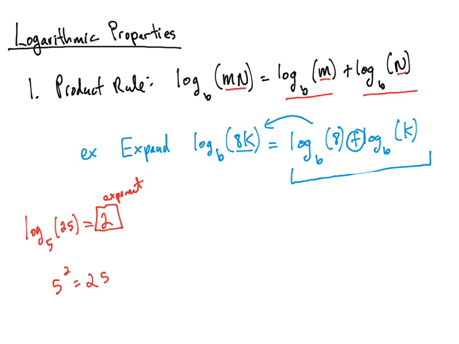So if we go back to the product rule, each of these log expressions is equal to an exponent. And if we think back to how the exponent rules work, if I have x to the 5th times x to the 3rd, what we do is we add the exponents. So we end up with x to the 8th. So when we're multiplying here, what we do is we add the two exponent values.